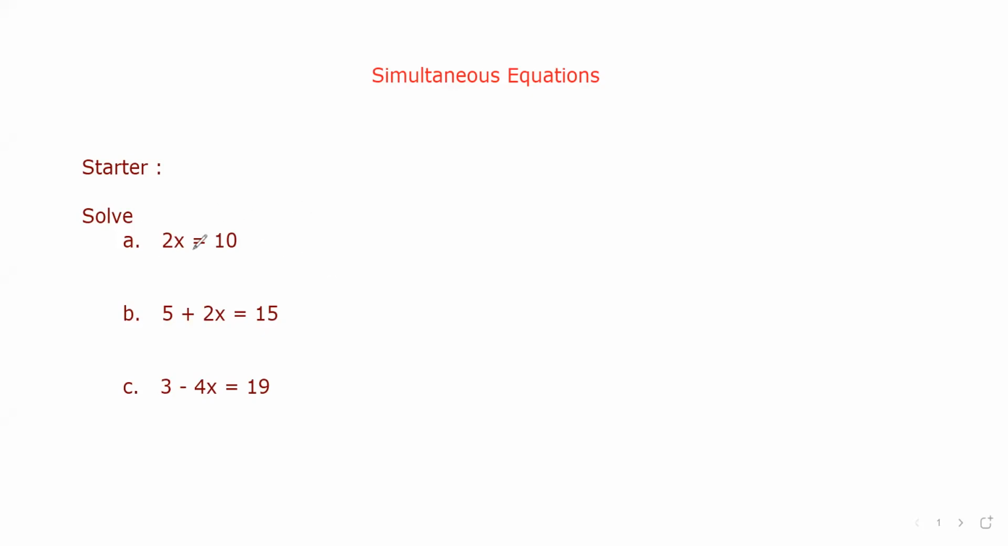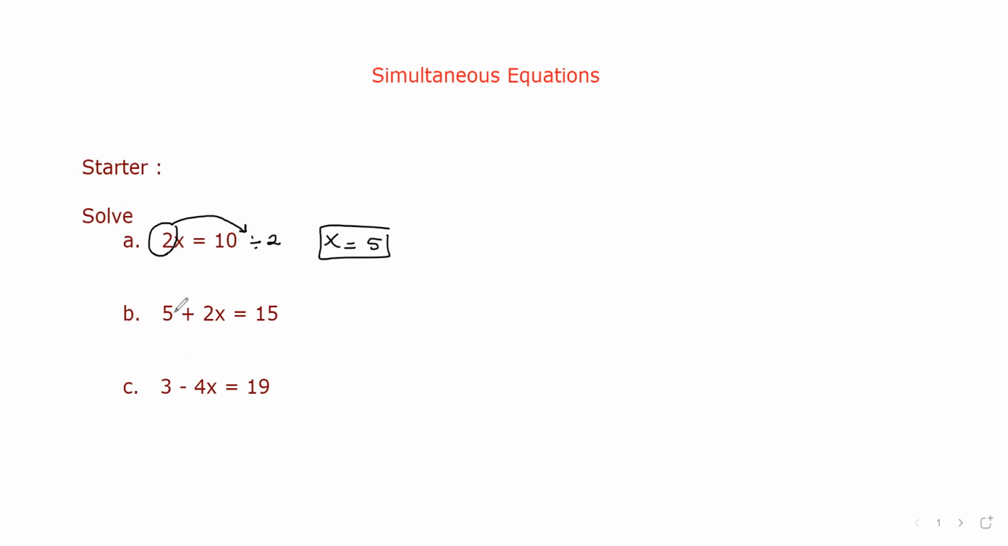In the first case, I have 2x equals 10, so I have to get rid of this 2. This 2 here is the coefficient of x. I will move it to the other side as division. So I will move this 2, which is multiplied by x, to the other side as division. So x equals 10 divided by 2, which is 5.